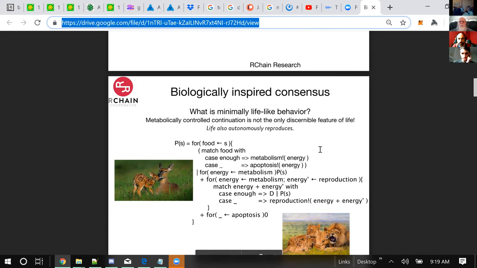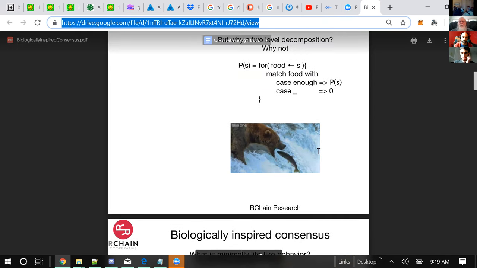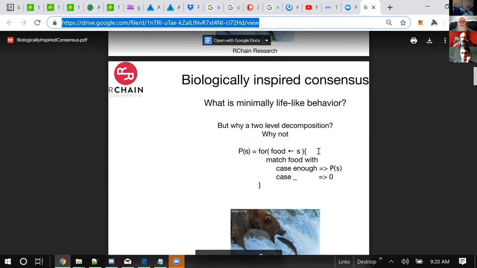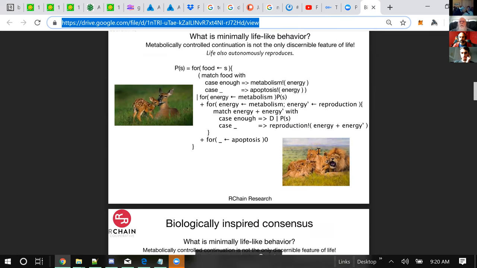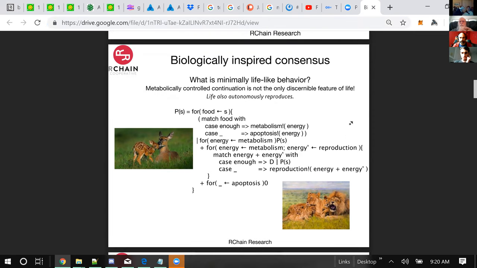All right. So this is just about replication, without something external that you run. Yeah, this is a very simple example in which you get the food. If you have enough food, you spend it on metabolism, and you can execute this for metabolism, and you can execute PS again. So you can start this over.